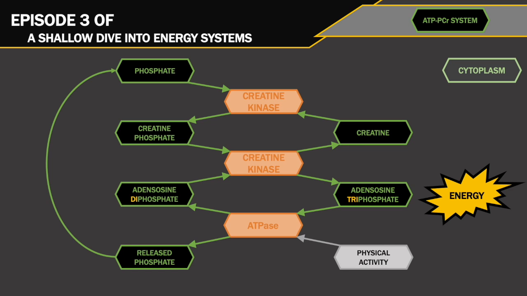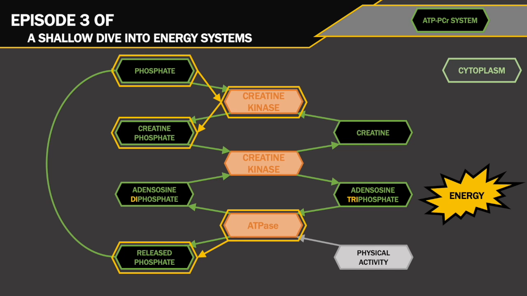Another way to look at this, with the help of ATPase, we release that phosphate. That phosphate goes back to the top, or the beginning of the list. With the help of creatine kinase, we form a creatine phosphate. The creatine phosphate, in combination with adenosine diphosphate and the enzyme creatine kinase again, helps form that ATP, or the energy used.